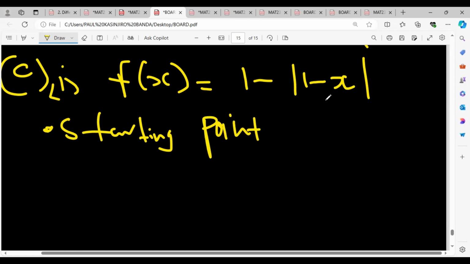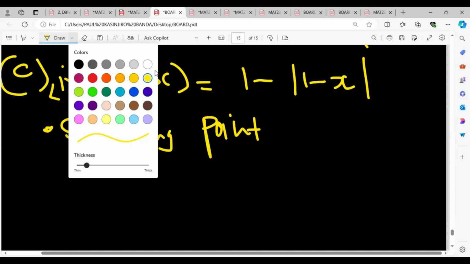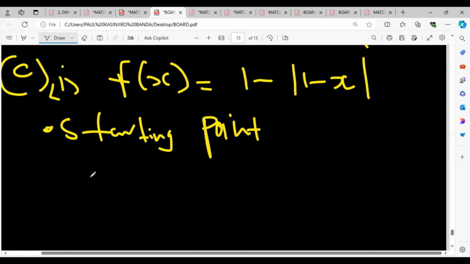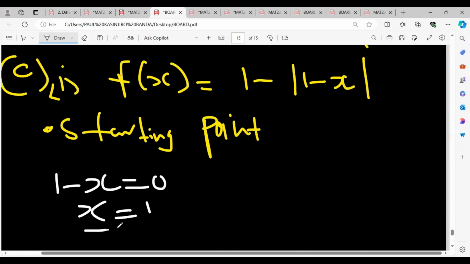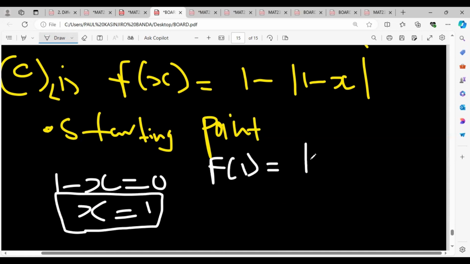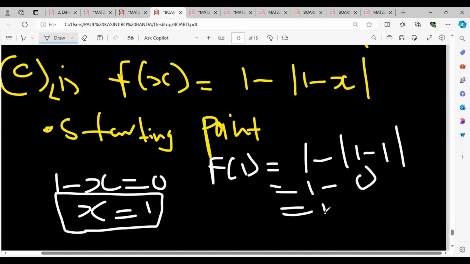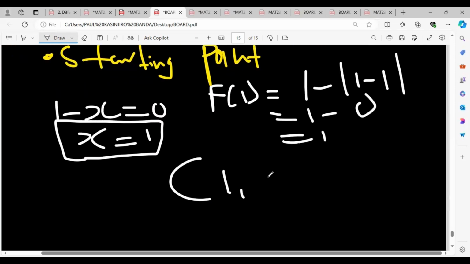So we're going to get whatever we have inside the modulus and equate it to 0. So x minus 1 equals 0 simply means that x is equal to 1, right? Okay, so this value of x that we find, we substitute into this function. So we're going to say f of 1 is actually equal to 1 minus the modulus of 1 minus 1. Okay, so this will give you what? 1 minus 0. So it will be 1. So our starting point will just be 1, 1.